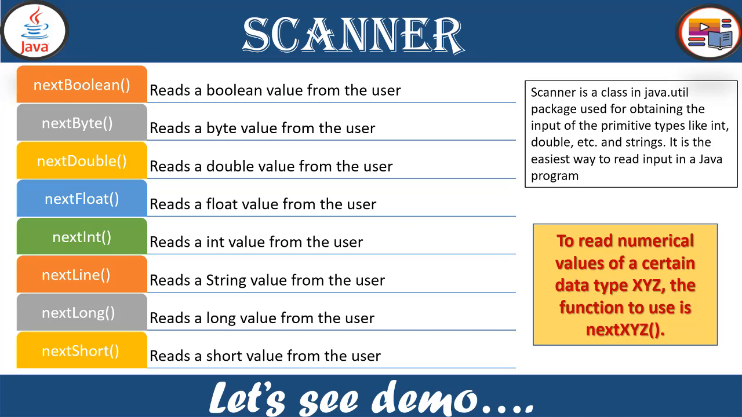Hash next Boolean. You can find all kinds of methods, whatever you want to use. Just read the description and see if it is useful for you. This is the benefit of your IDE. Now this is getting the Boolean value from the user.